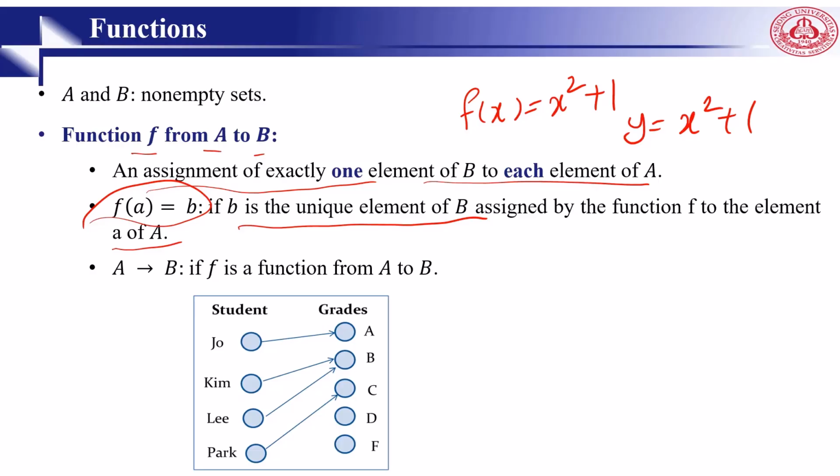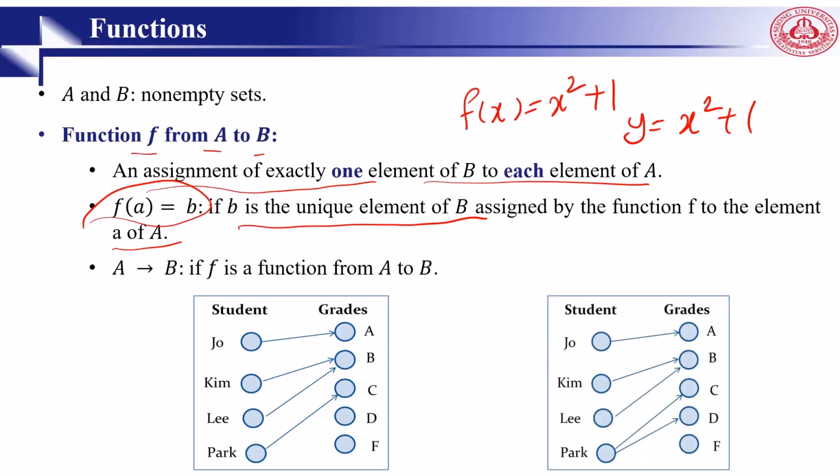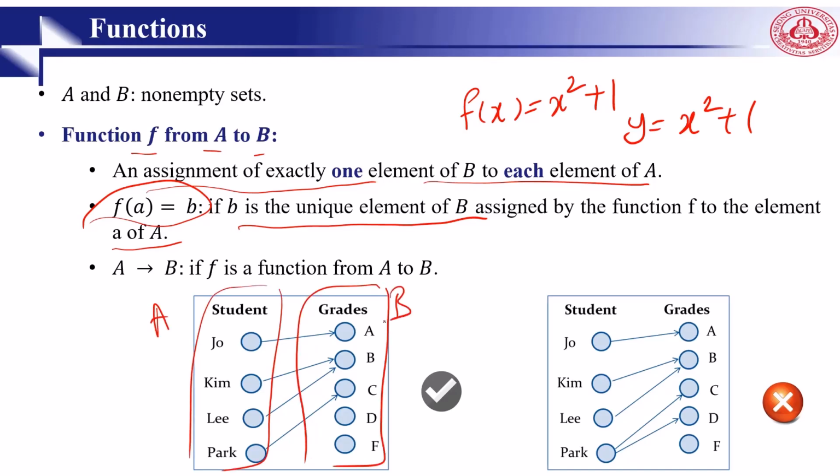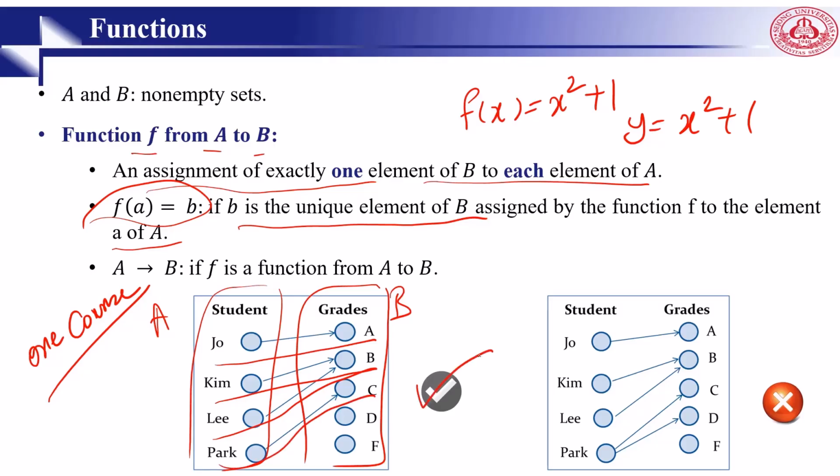Here you can see one example, where we want to assign grades to students. We have a set of students, for example this is set A, and these are the possible grades that we can assign to each student, set B. Each student must have a grade for a specific course, not for all courses. This is for only one course. One student must have a grade, and one student cannot have more than one grade. So Joe got A, Kim got B, Lee got B, and Park got C. It's okay. It's a function.